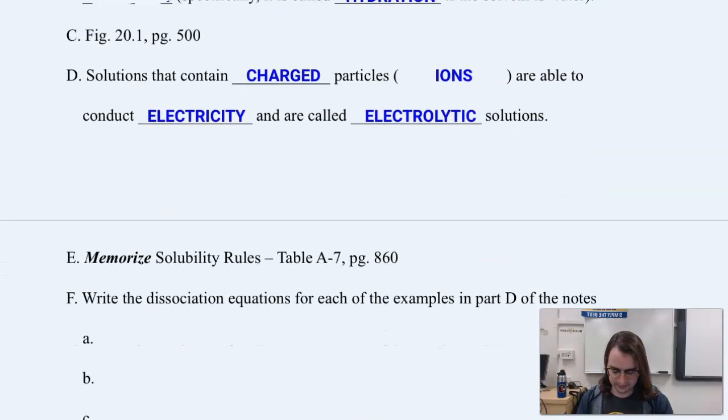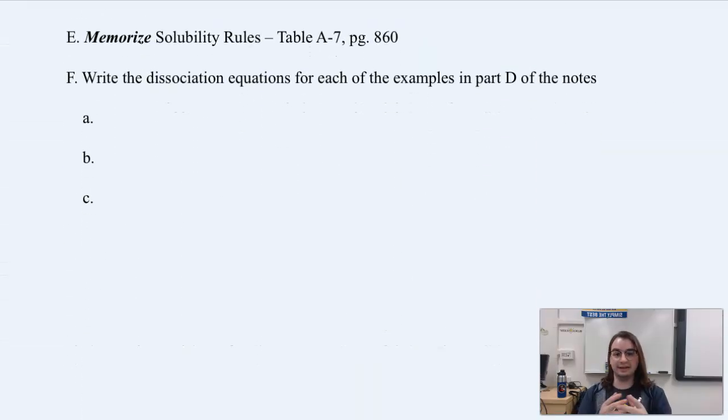Now, in order to understand whether or not something's going to dissolve in solution, we have to be able to understand our solubility rules. They're really important. I know that you probably are like, oh, I don't remember my solubility rules. It's time to remember them. Because if something doesn't dissolve in water, then it won't dissociate and it's not going to be able to create a solution. So we need to know what makes a solution and what doesn't make a solution. So make sure you polish up on your solubility rules.